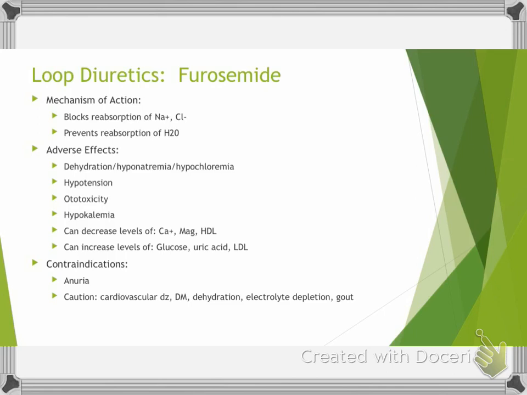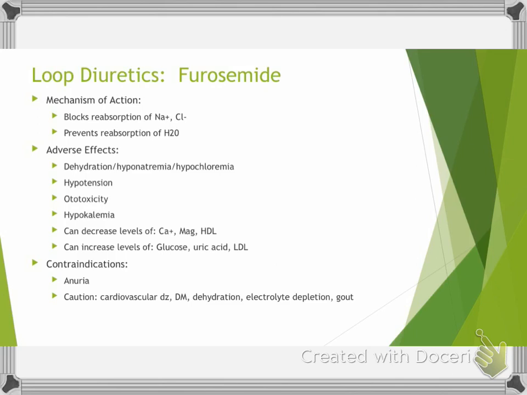So hypokalemia, so we want to monitor potassium levels, we want to monitor cardiac status. Signs and symptoms of hypokalemia would be nausea, vomiting, fatigue, leg cramps, and weakness. So we may give them supplements if they're on loop diuretics to help prevent the hypokalemia. It can decrease levels of calcium, magnesium, and HDL. So we want to monitor these levels as well. Signs and symptoms of low magnesium are weakness, muscle twitching, and tremors.